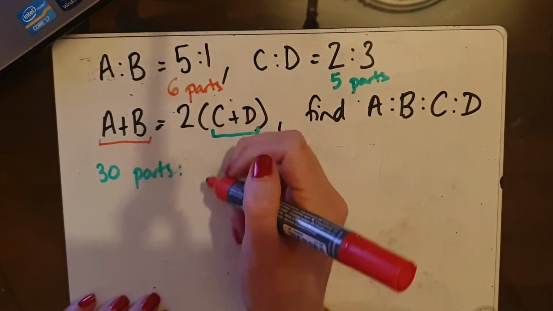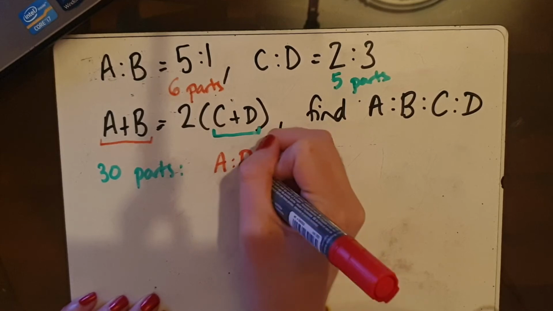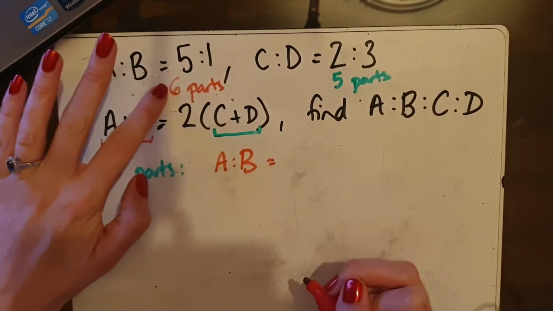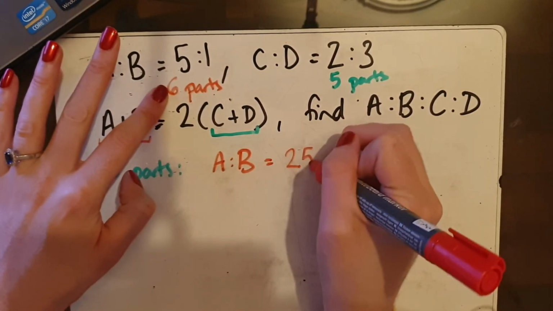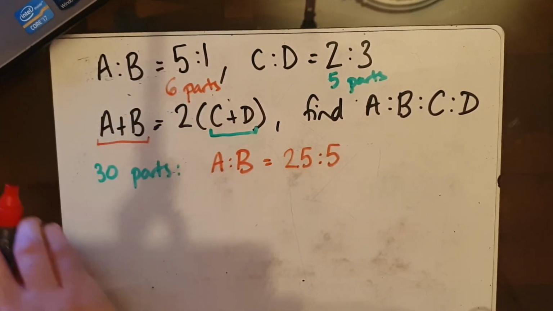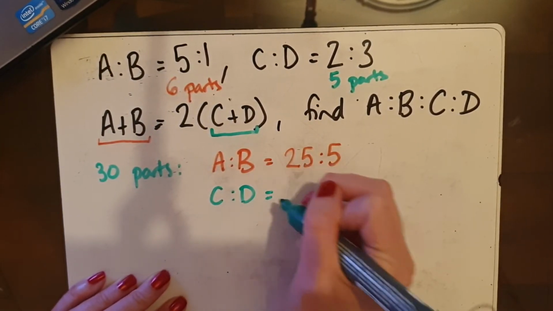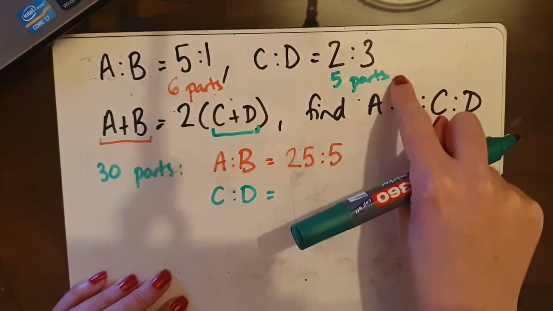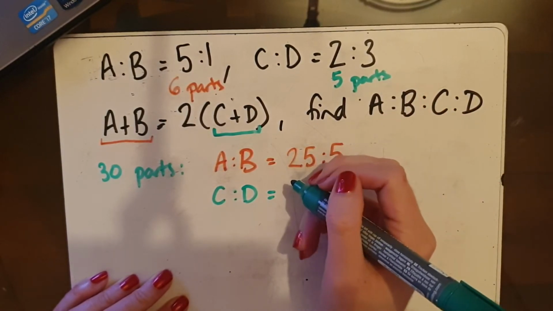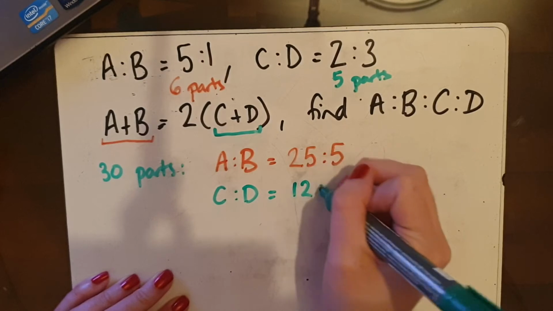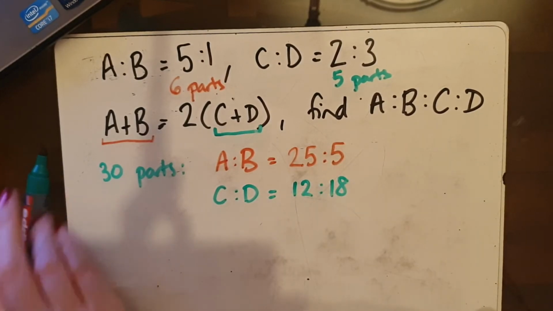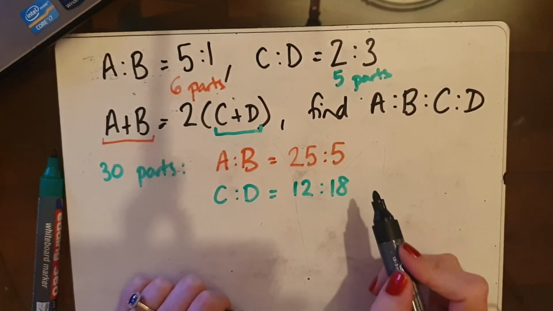We would have A to B. We need to multiply this by 5 to make 30, so it would be 25 to 5. And we would have C to D. Need to multiply this by 6 to make 30, so we will have 12 to 18. So they're both now 30 parts.